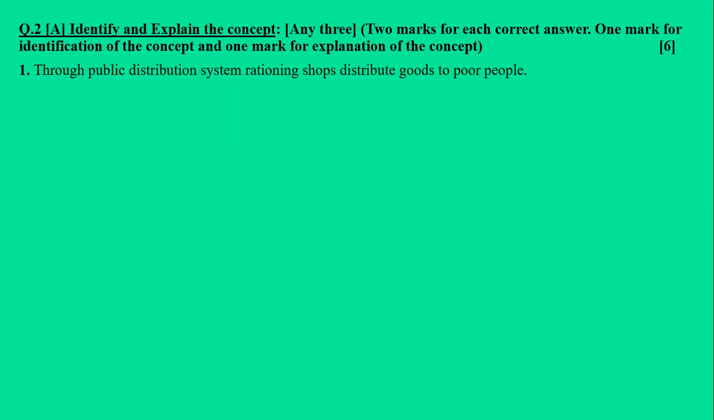First statement: Through the public distribution system, rationing shops distribute goods to poor people. Now, first you have to identify the concept. The concept is efficiency in consumption. What I said, you have to identify the concept first and then write the explanation of the concept. While explaining the concept, give the meaning of the concept first, okay? And then write the relation between the concept and the above statement, or how the above illustration is related to the concept.